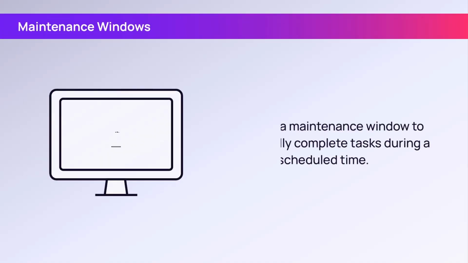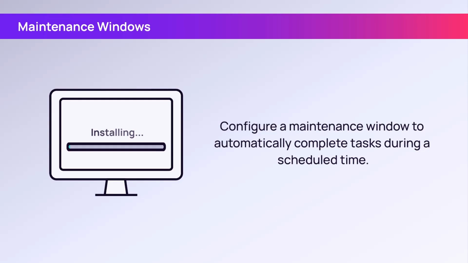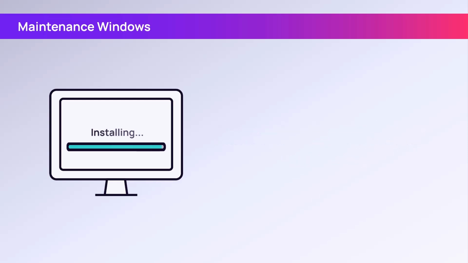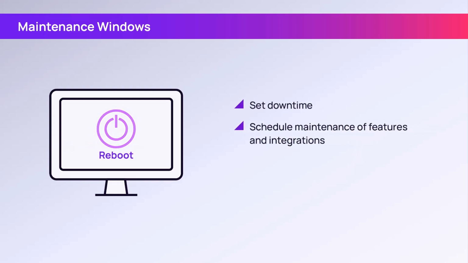Maintenance windows are programmed periods of time when devices with agents installed can be configured to automatically complete install, upgrade, and reboot tasks. Maintenance windows can be created for downtime, to schedule maintenance for features and integrations, and to schedule reboots.